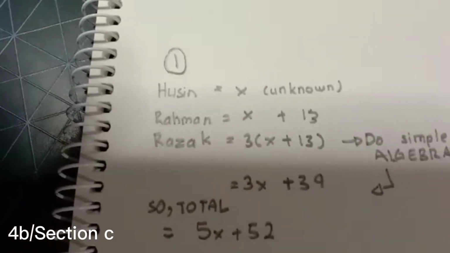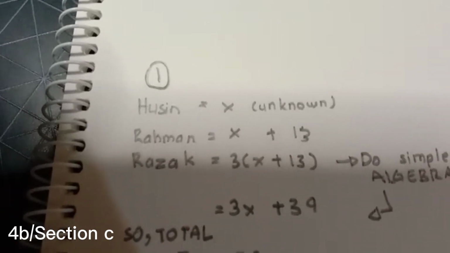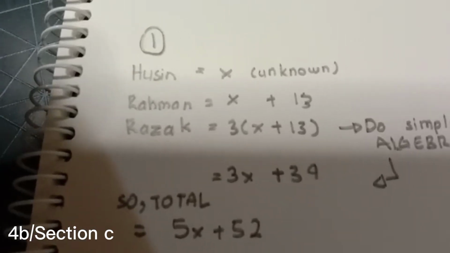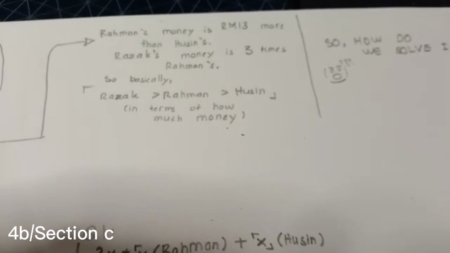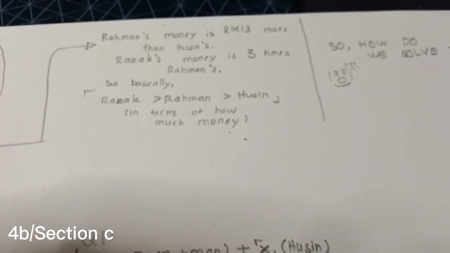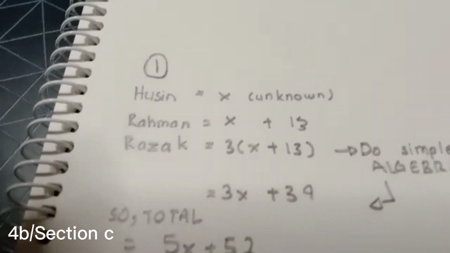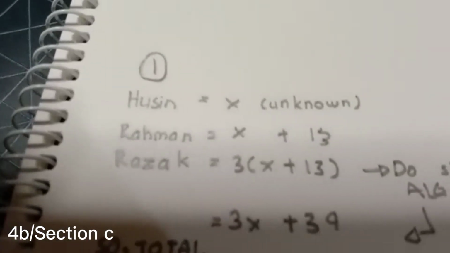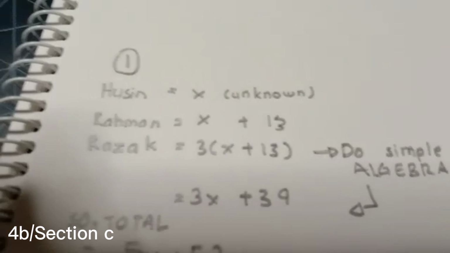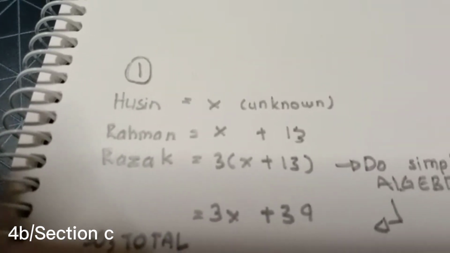In order for us to understand Rahman's, since we don't know Hussein's, it's unknown. Now we have to understand Rahman's: X plus 13. Why is it X plus 13? Good question. Let's look at the question again. Rahman's money is RM13 more than Hussein's. Considering that Hussein's money is unknown, Rahman is X plus 13 because Hussein is unknown and Rahman has 13 more money than Hussein. So we get the grand total of that equation.